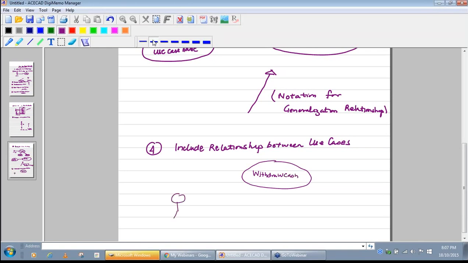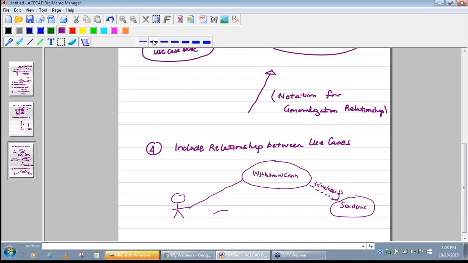So when the account holder invokes the use case withdraw cash, another use case, which is send SMS, is invoked. So we can say that the send SMS use case is the included use case and the withdraw cash is the including use case, and there is an include relationship between withdraw cash and send SMS use case.